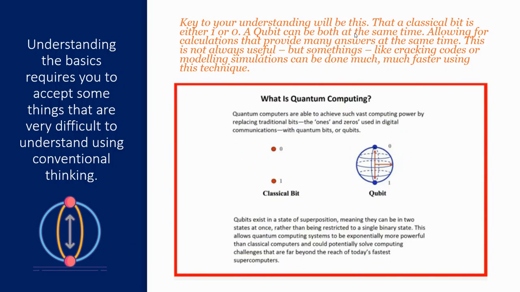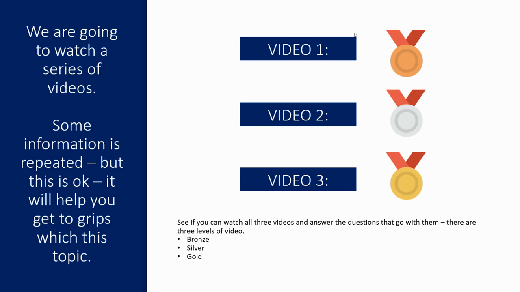So here's another diagram that shows that. A classical bit is a 0 or a 1. A qubit can be both. And that is the power that this offers. Right. It takes a bit of getting used to this.